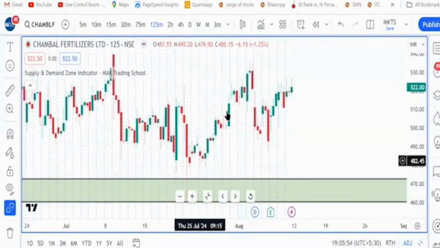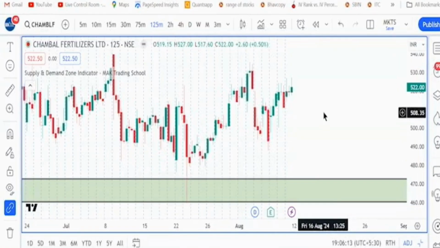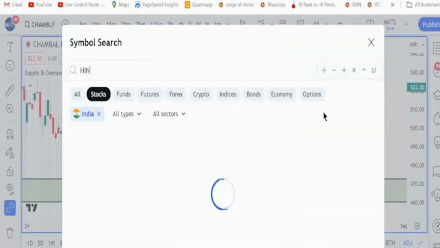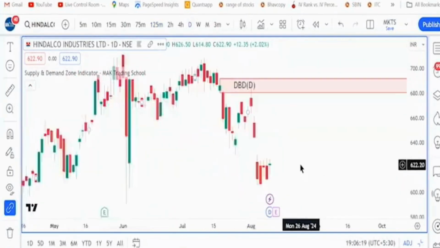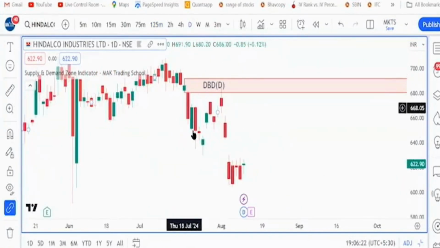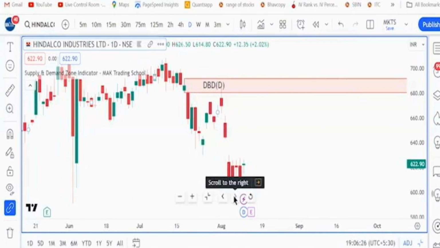Just dipped into the zone, strong rally. If you see how price reacts to this zone like magnets, price just blasts off from the zone. So if you are waiting for a confirmatory trade, you may be late. That's why I said putting a set and forget trade is one of the better ways to trade. Another trade was Hindalco, daily time frame. Drop base drop identified by the indicator. Price came back, strong drop.